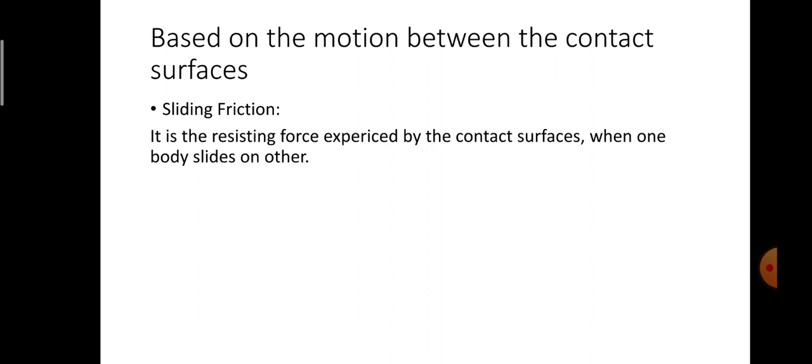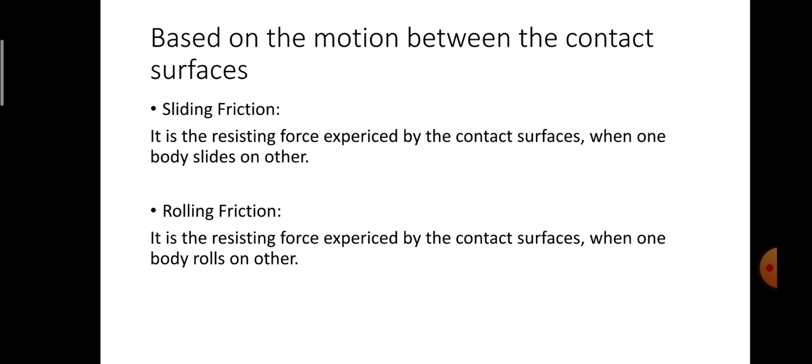It is the type of friction experienced by the contact surfaces when one body slides over the other. I repeat, sliding friction is the resisting force experienced by the contact surfaces when the body slides on one another. Next is rolling friction. It is the resisting force experienced by the contact surfaces when the body rolls over one another. This is the typical concept of sliding and rolling friction.